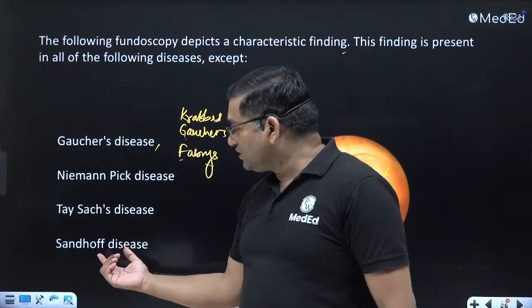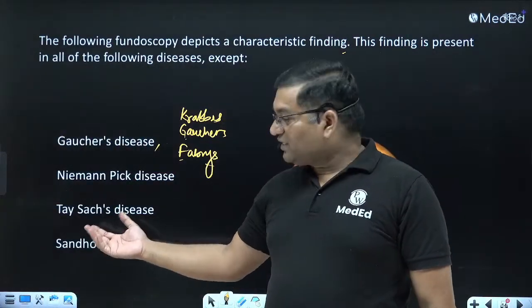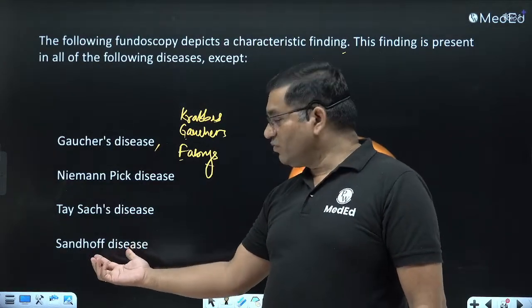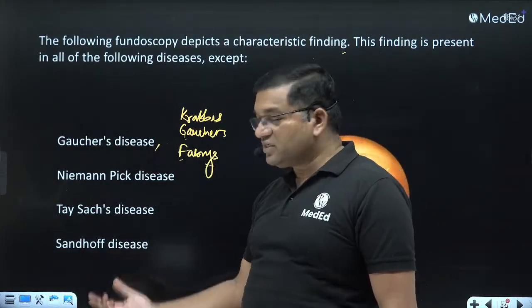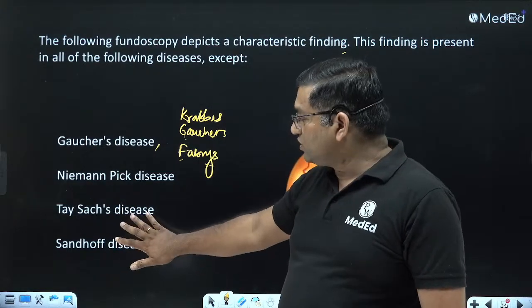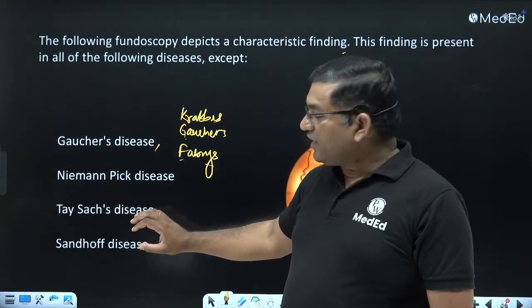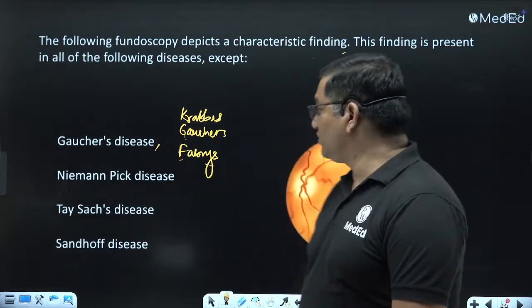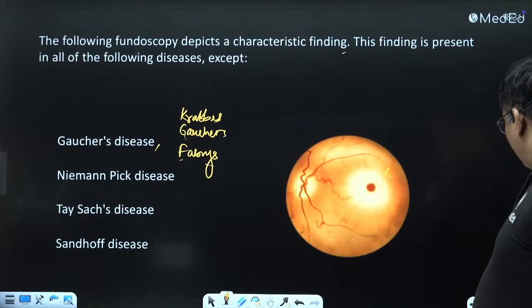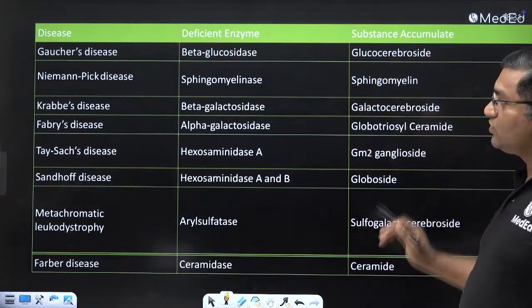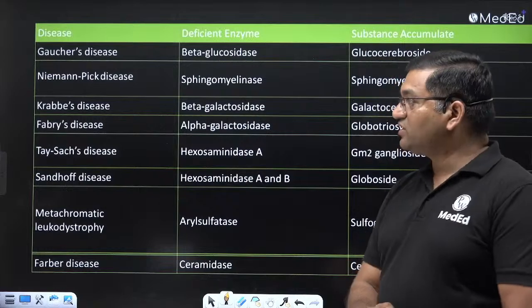While Sandhoff disease has the same features as Tay-Sachs disease, except there is involvement of organs. So the heart is involved, and hepatosplenomegaly is there in Sandhoff disease. These are the two GM2 gangliosidoses. There is accumulation of GM2 gangliosides in Tay-Sachs and Sandhoff disease. So this topic is very, very important. These are the deficient enzymes, and these are the substances which are accumulated in these disorders.